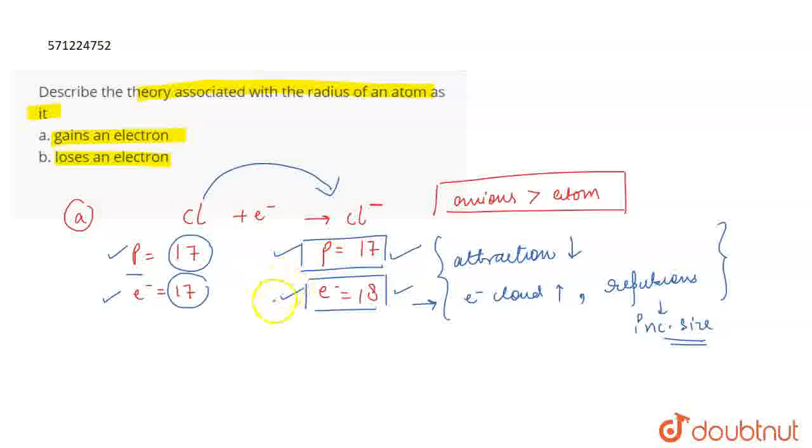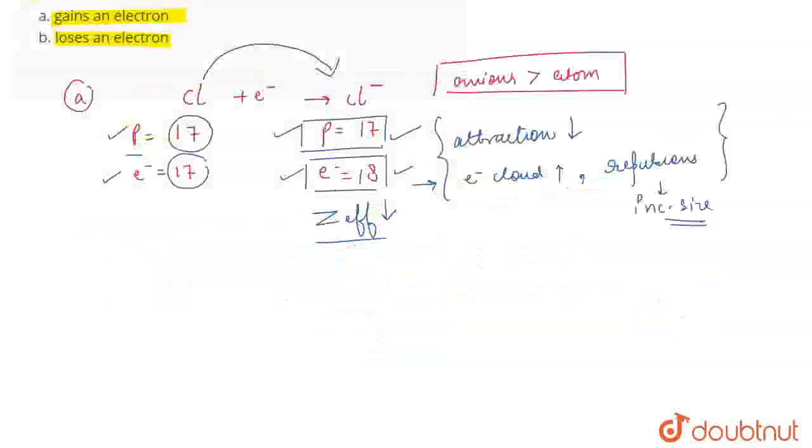So there's a gain in electrons, and as the electrons increase, the same number of protons are going to pull a larger number of electrons now. So basically, the effective nuclear charge is going to decrease. And when the effective nuclear charge decreases, the attraction decreases and the electron cloud increases. Therefore, the size increases. So this was the concept for gaining an electron.